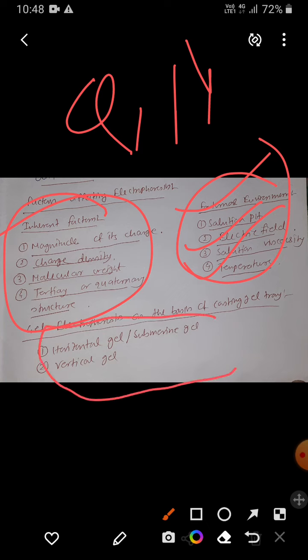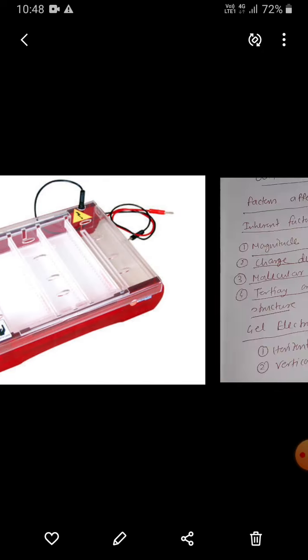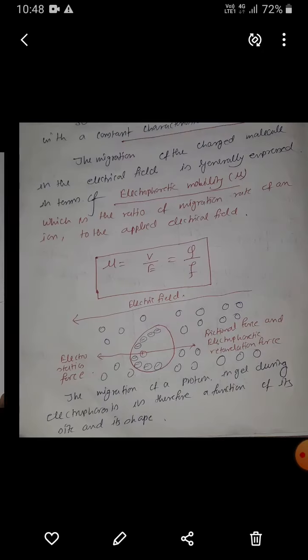And the last thing that we discussed today was gel electrophoresis on the basis of gel casting, that is horizontal gel or submarine gel, and the other one is vertical gel. So that is all for today. Today we have discussed the basic principle of electrophoresis. I hope that you have enjoyed it and understood what I have discussed with you today.